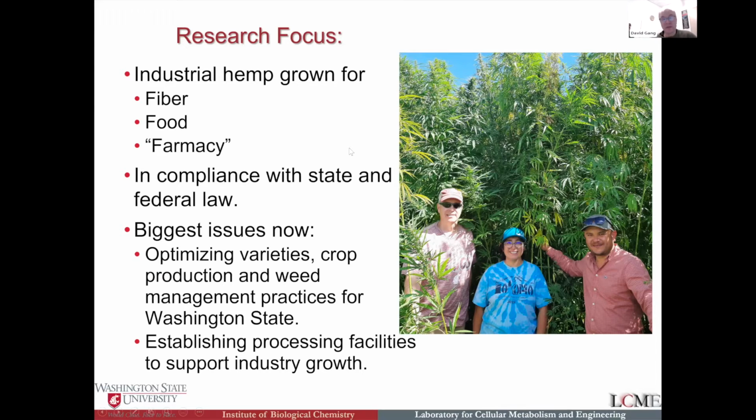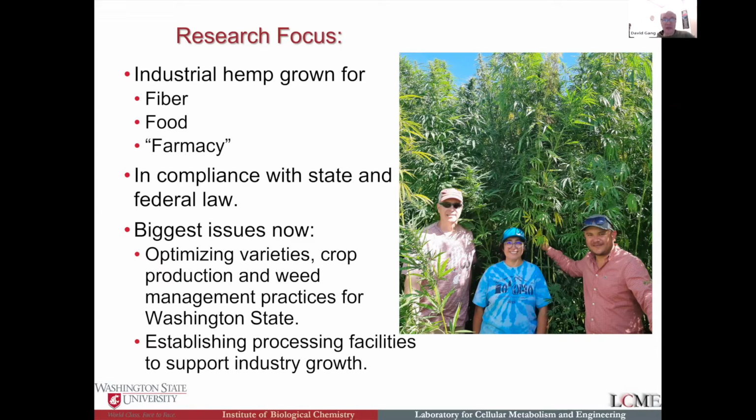And in order to do this, some of the things that we have to deal with is there's compliance issues with state and federal law. But in our area especially, those compliance issues are relatively easy to deal with at this point. But the bigger issues for us are really trying to optimize varieties that work well in our area, figure out what the best production methods are for our area. Dealing with weed management is an issue as well. And especially, we need to be able to establish processing facilities here in the U.S.